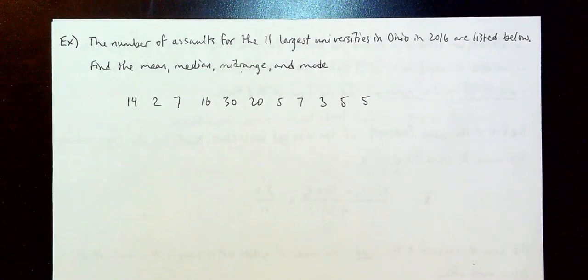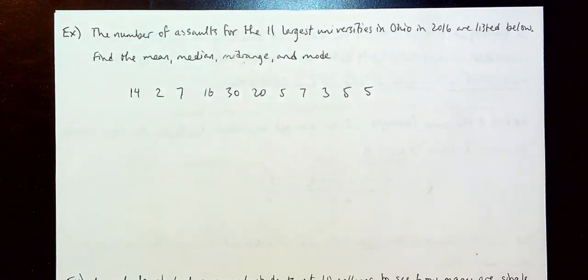So we are going to do a couple practice problems here with some sets of data. We're going to find each of these measures of central tendency: the mean, median, mid-range, and mode. So first problem, the number of assaults for the 11 largest universities in Ohio in 2016 are listed below, and we're going to find those 4 measures of central tendency, or measures of average.